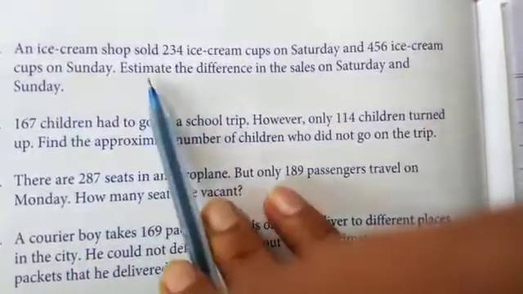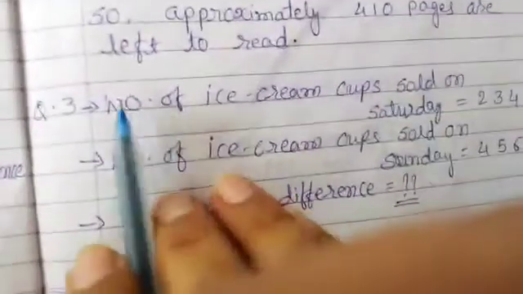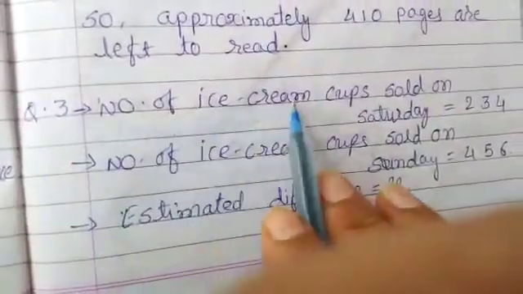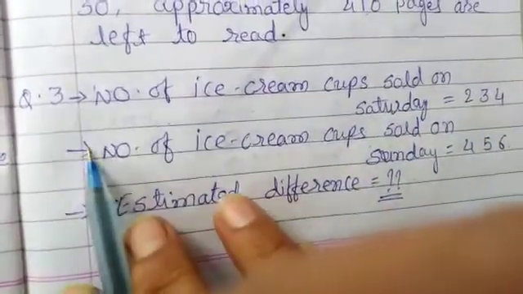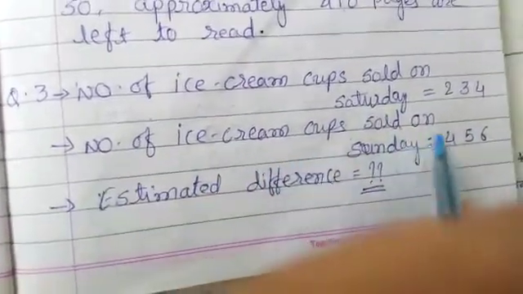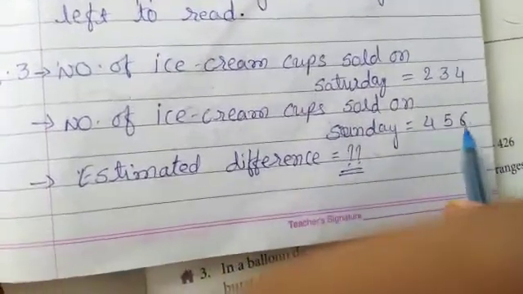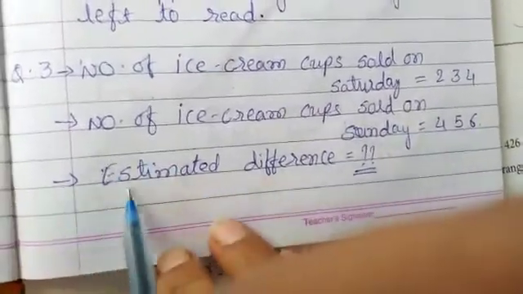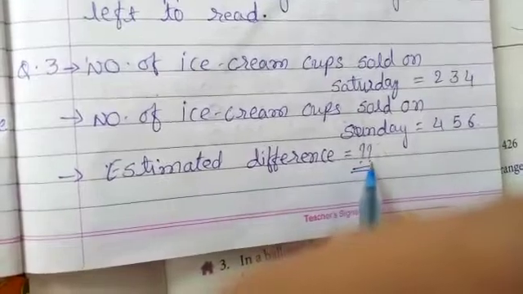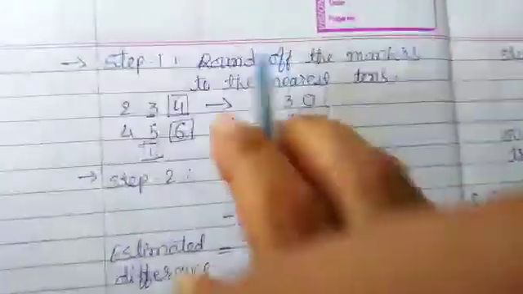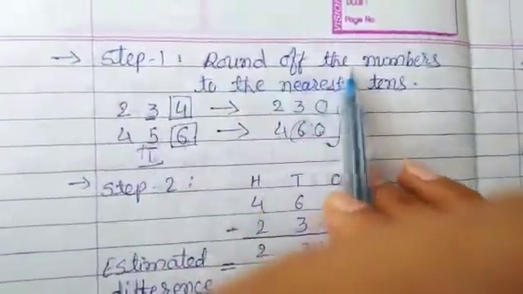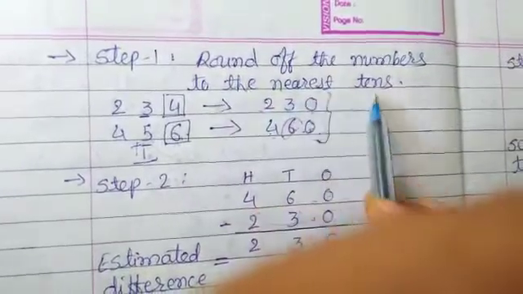In these questions, we will start with the statements. First one. Number of ice cream cups sold on Saturday is equal to 234. Number of ice cream cups sold on Sunday is equal to 456. Estimated difference is equal to question mark because this thing is to be found. That's why it is question mark. Now, in step number 1, round up the numbers to the nearest tens.